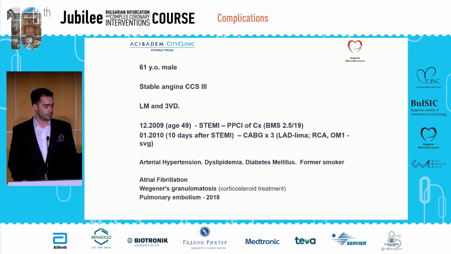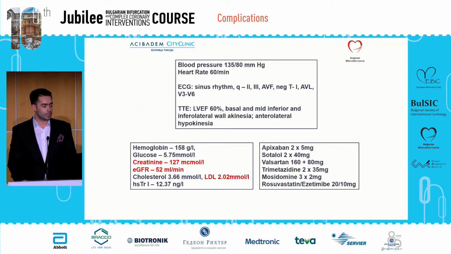The patient has atrial fibrillation, with Wegener's disease on corticosteroid treatment. Optimal blood pressure, heart rate. From the ECG we have sinus rhythm with Q waves in inferior leads and negative T waves in first, AVL, V3, V6. He has preserved left ventricular function with basal and mid-inferior and inferolateral wall akinesia and anterolateral hypokinesia. The patient also has slightly impaired renal function. You can see optimal medical therapy.